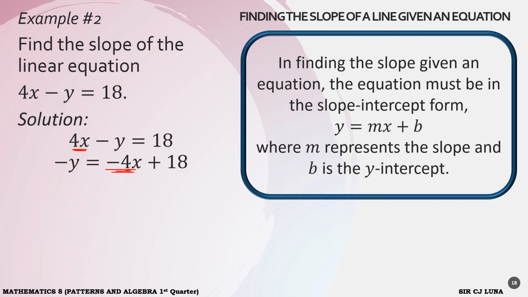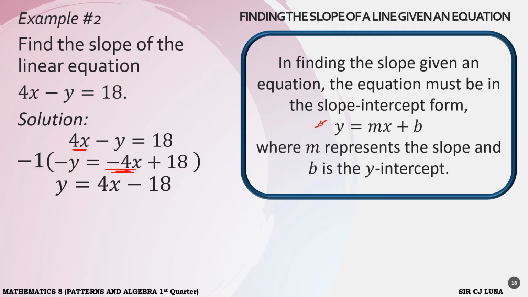Our y is negative, so we have to make it positive. How are we going to do that? Okay, very good. We will multiply the whole equation by negative 1. So we have now negative 1 times negative y is equal to y. Negative 1 times negative 4x is positive 4x. And negative 1 times 18 is negative 18. So this is now already written in slope-intercept form.